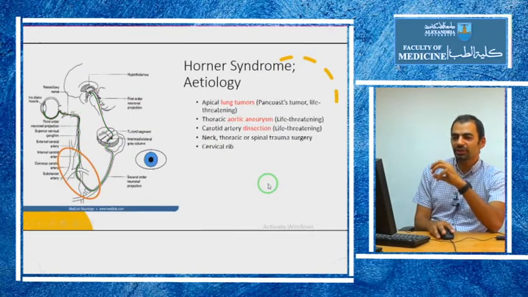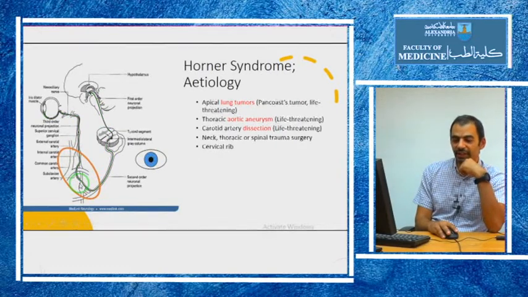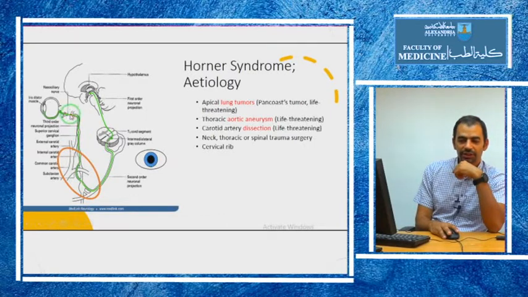In order to understand the etiology of Horner syndrome, we should understand that the sympathetic flow to the eye originates from the hypothalamus, descends along the brainstem and the spinal cord till the upper thoracic segments, and then leaves the spinal cord and goes to the apex of the chest, then through the neck and along the internal carotid artery till reaching the eye.